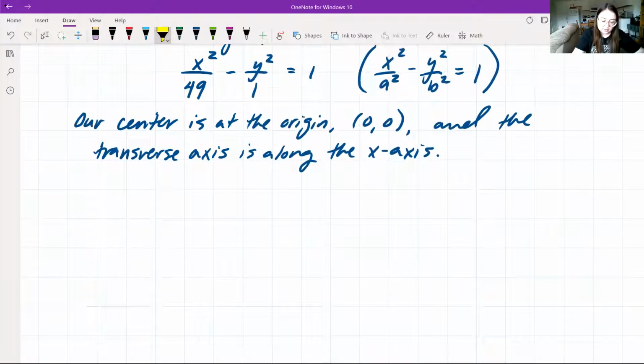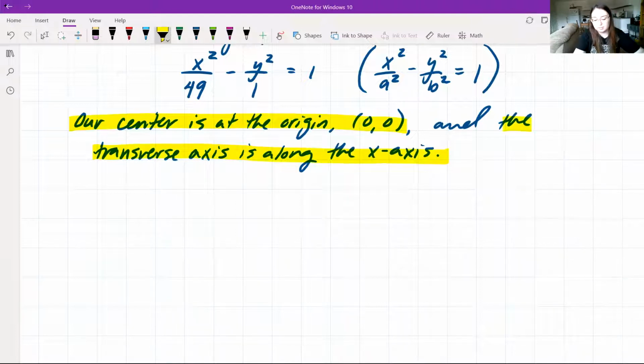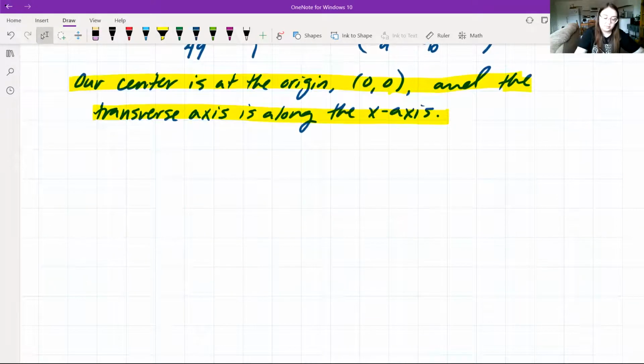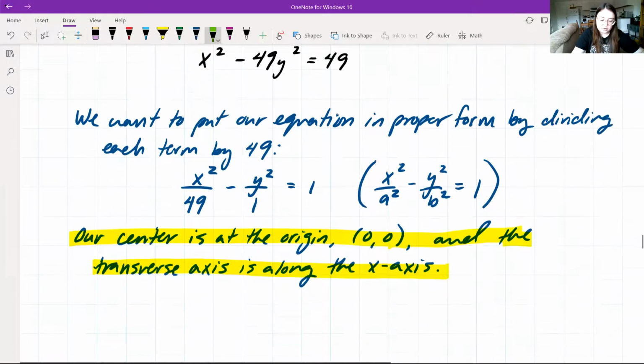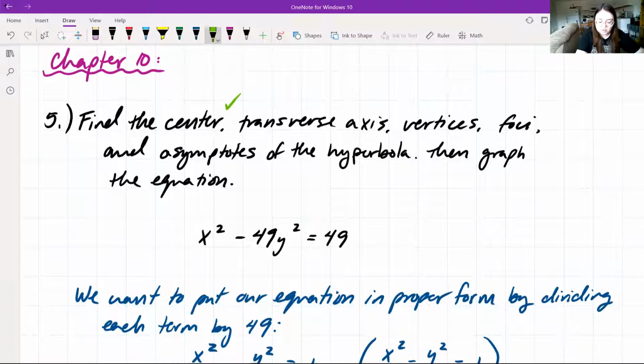So this is part of our answer. Our center is at the origin. The transverse axis is along the x-axis. We'll just highlight all of it. There we go. So that's one of our answers. So go ahead and check that off since there were quite a few things. Let's see, we found the center, we found the transverse axis. Now we want to find the vertices, foci, and asymptotes.